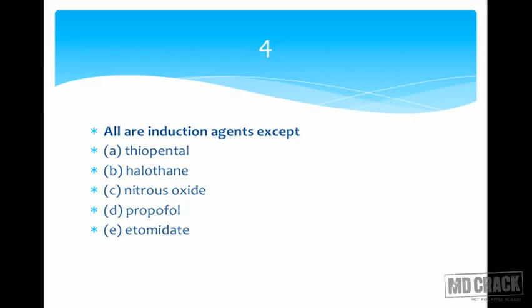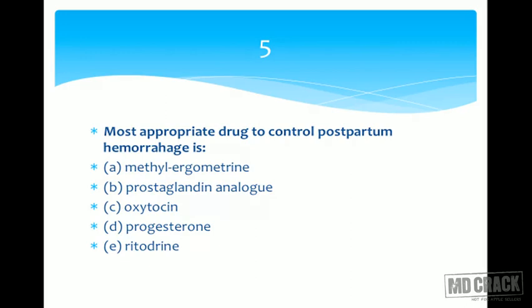Let me read the rest of the agents once again. Thiopental, nitrous oxide, propofol, and intermediate. They are induction agents. Let me take you to the next question. And the next question is question number 5.